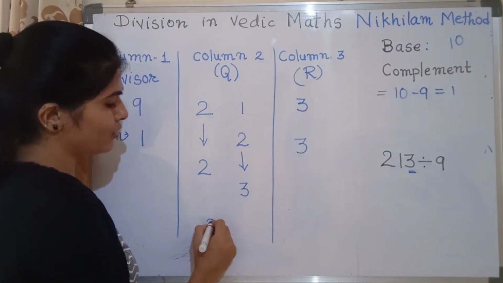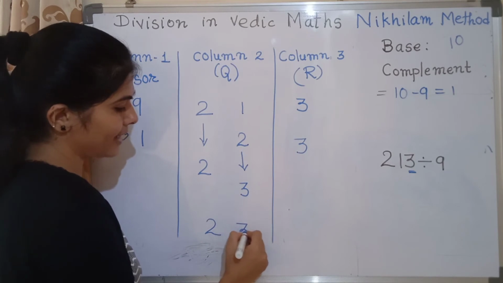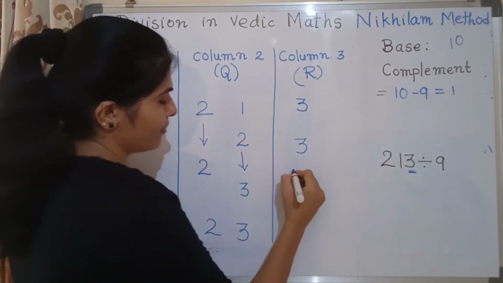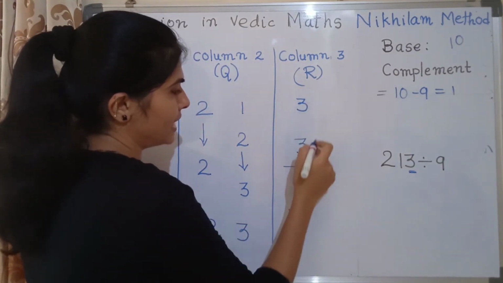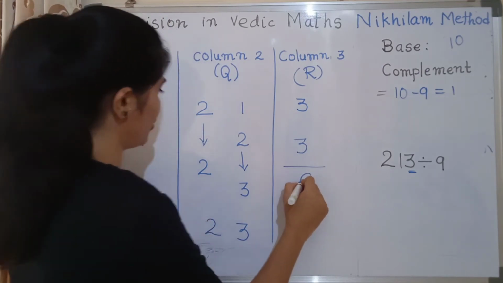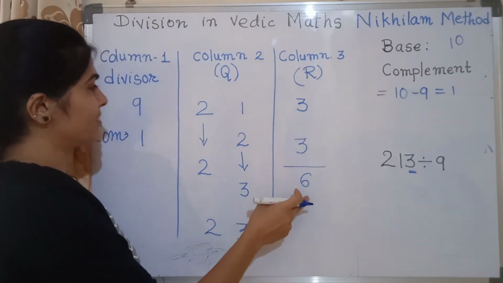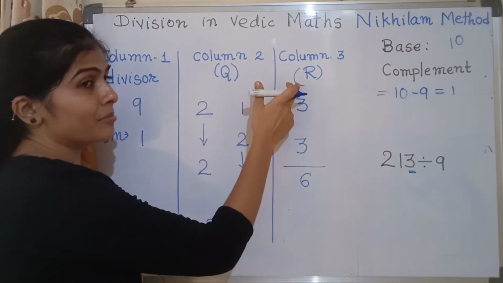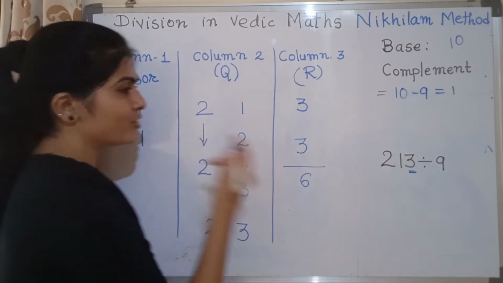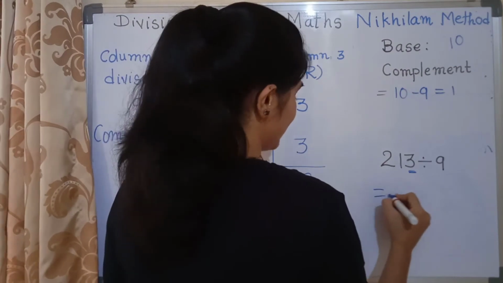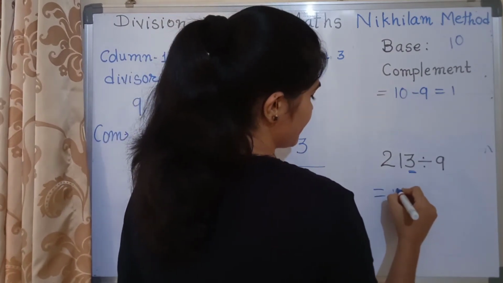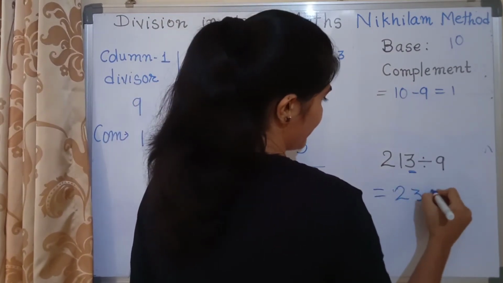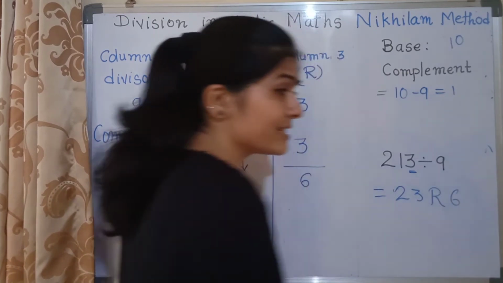So here what I got is 23, right? And you should do the total of this: 3 plus 3, which is 6, right? And as you can check, the 6 is less than 9. As you know, this remainder must be less than this divisor. So what is my answer? My answer is quotient is 23 and remainder is 6. This is the answer.